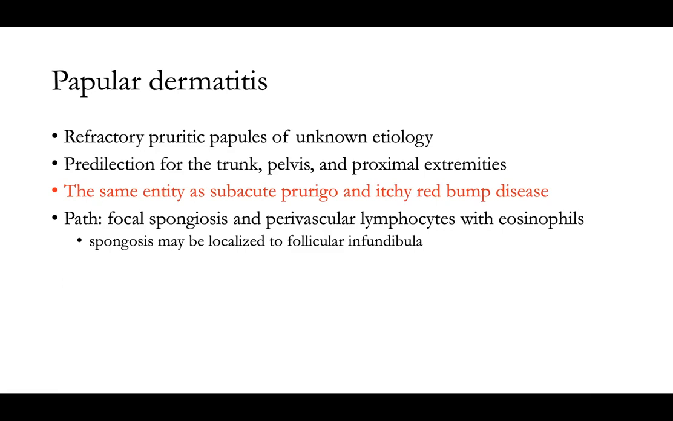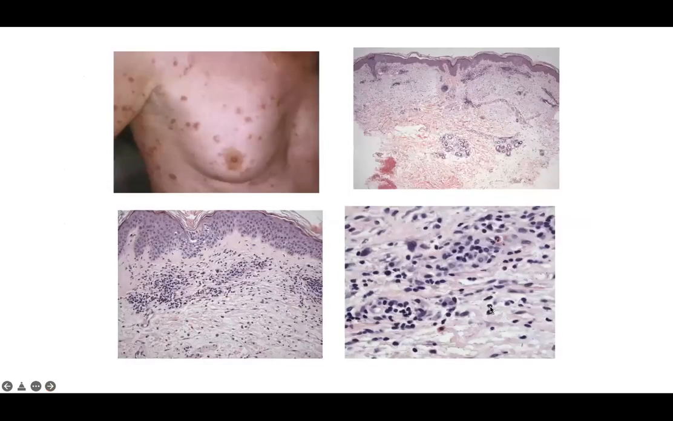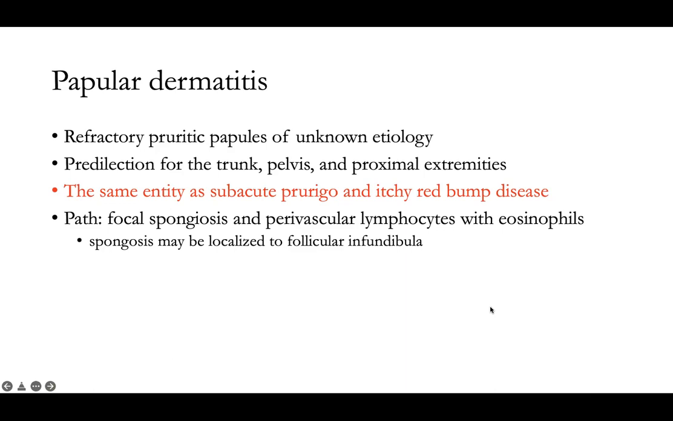So papular dermatitis has a predilection for the trunk, pelvis, and proximal extremities. Considered the same entity as subacute prurigo. Some people just call it itchy red bump disease, which is probably the most accurate diagnosis label that we have in dermatology. Pathology is focal spongiosis and perivascular lymphocytes with eosinophils.